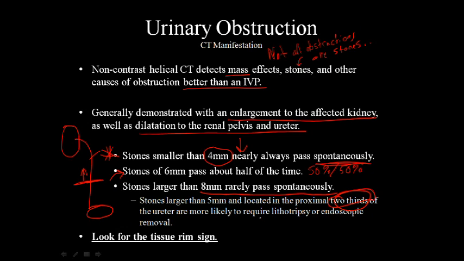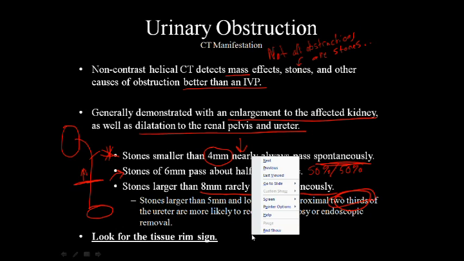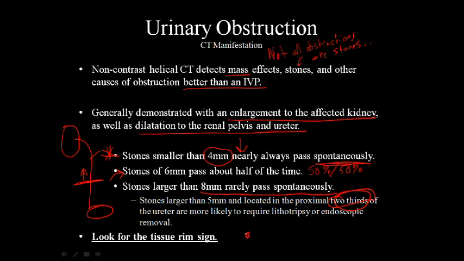And what you're going to look for is the tissue rim sign. And so you're going to see a stone, and then you're going to have what looks to be a little rim around it. And that's really going to tell you that there is an obstruction due to a stone. But also keep in mind that not all obstructions are stones.